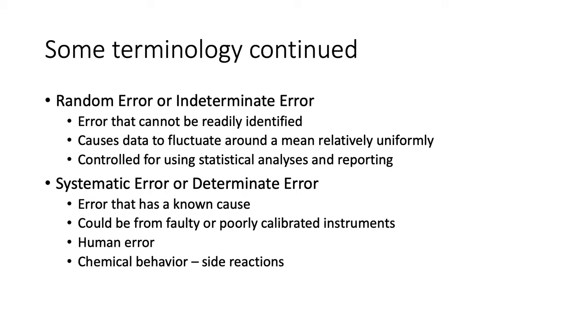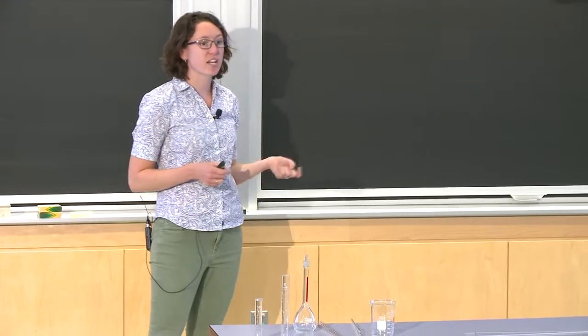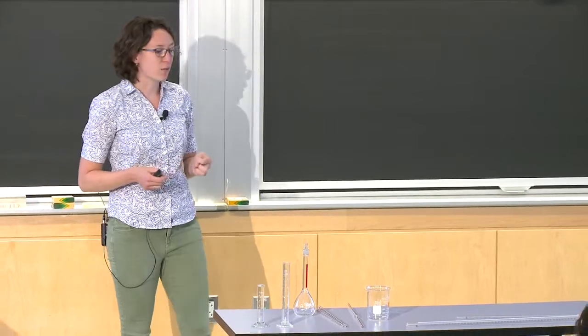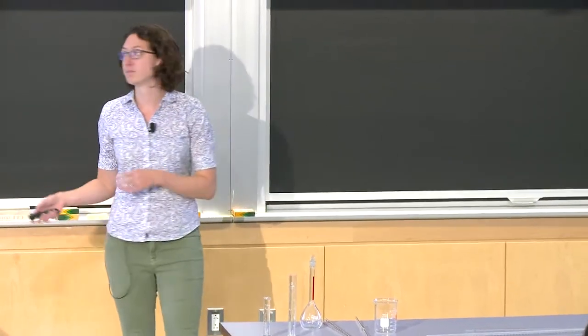Or if you're reading from a burette and you're always reading in the wrong direction, or you didn't read to enough significant figures, that's systematic error. And so that's not necessarily from the glassware itself, that's from how you were using it. And these are types of error that you can talk about in your discussion section of your lab report. So you can talk about the error that is associated with the measurements that you can control and that you cannot control.